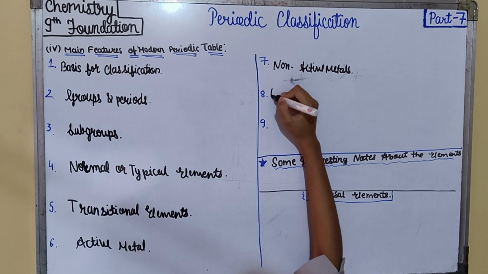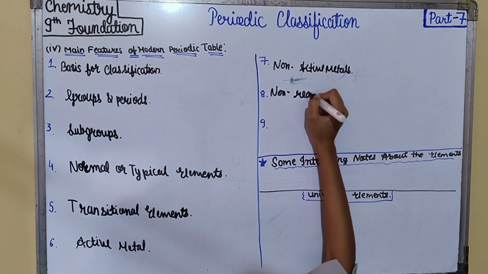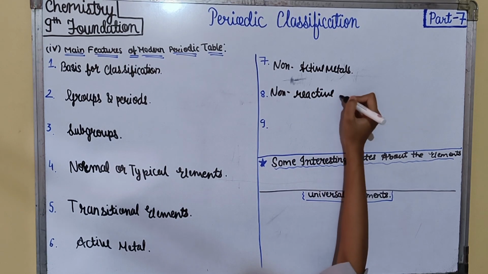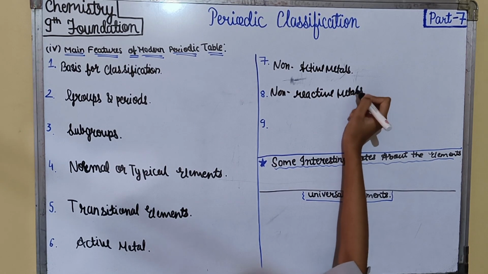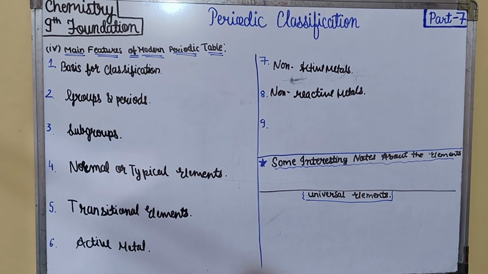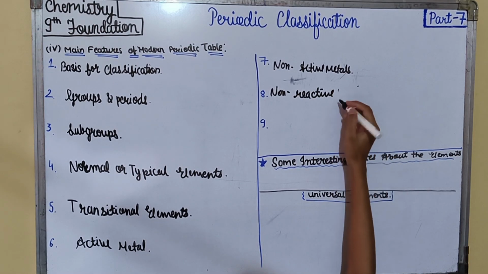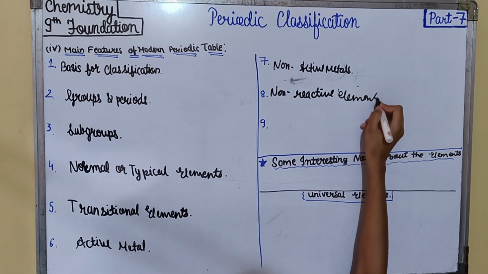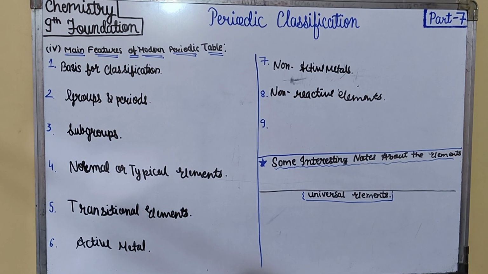8th is non-reactive elements, the rare gases which are inert and placed in zero group at the end, extreme right hand side of the periodic table. Helium, neon, argon, krypton, xenon, and radon.